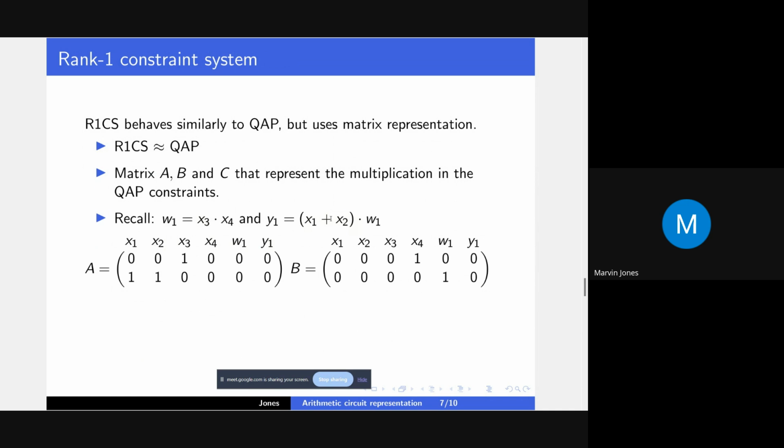And I can do a similar thing to get a matrix B. And what that will do is, when I multiply, it will give me x4, and it'll give me this W1. So we have a way to nicely represent our multiplication. And then with our other side of the equation, we do the same thing. I just need to represent W1 and Y1. And this gives me a very nice linear way of representing this constraint.